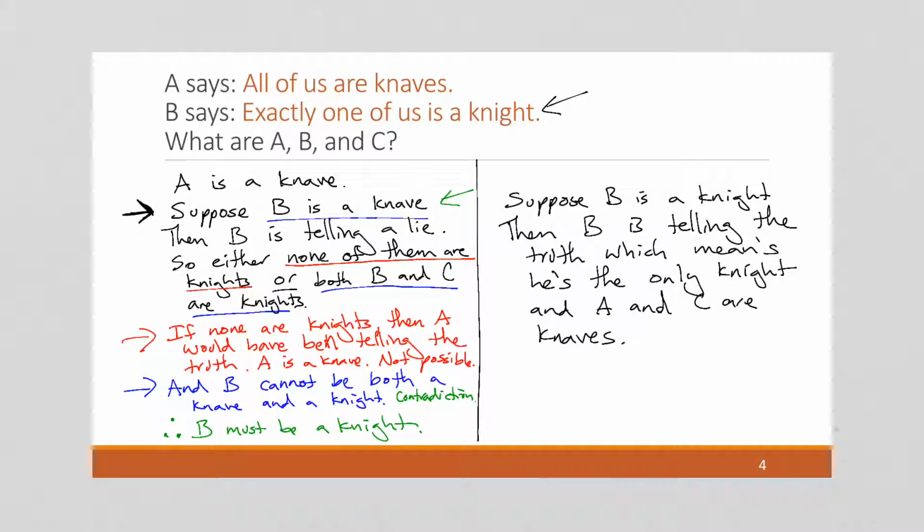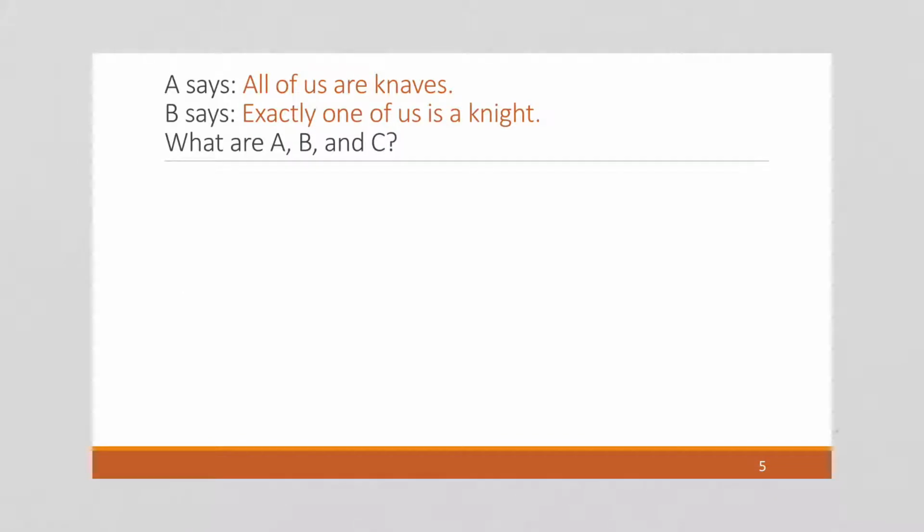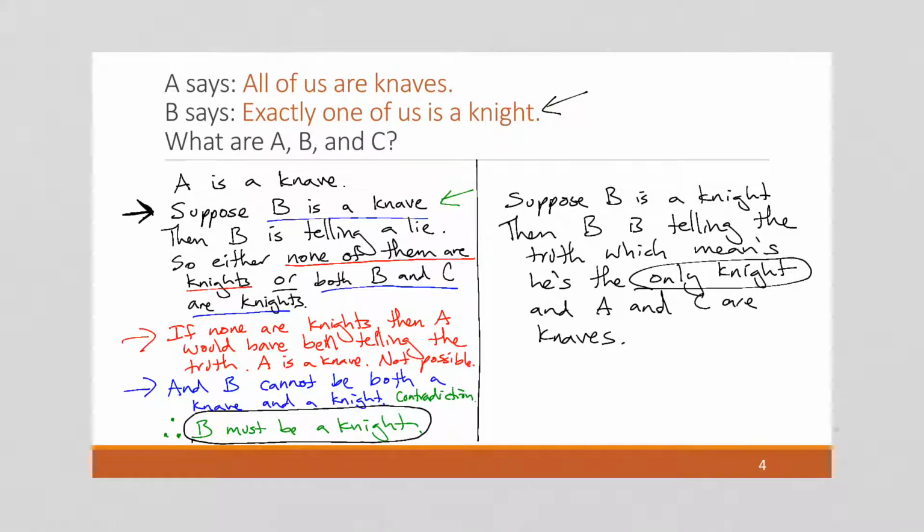Okay. Over here on our first side, where we suppose that B was a knave, we don't know about C yet, but we did conclude that B must be a knight. So in both of these cases, we've concluded that B is a knight. Okay. So at this point, we have A is a knave, B is a knight, and similarly to this step over here, if B is a knight, then he's telling the truth and he's the only knight.